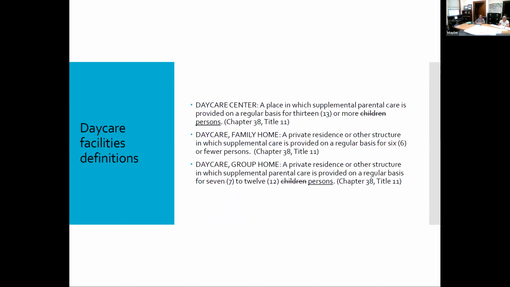So a daycare center is a place in which supplemental care is provided on a regular basis for 13 or more persons. A daycare family home is a private residence or other structure in which supplemental care is provided on a regular basis for 6 or fewer persons. And a daycare group home is a private residence or other structure in which supplemental parental care is provided on a regular basis for 7 to 12 persons. So next slide, please.